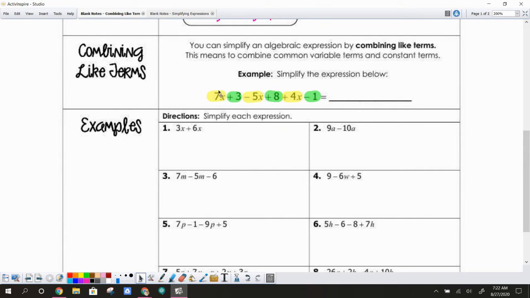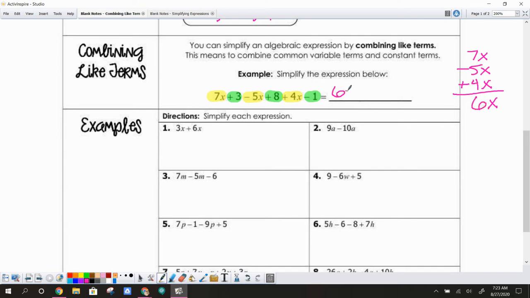So I'm going to just add or subtract whatever my numbers are. So my x terms, I have 7x, I have negative 5x, and I have a positive 4x. Now, when you are combining these terms, you cannot add multiples of the variable. The variable is just going to stay x, and we are just focusing on the coefficients. So we're doing 7 minus 5 plus 4. So 7 minus 5 is 2, and 2 plus 4 is 6.